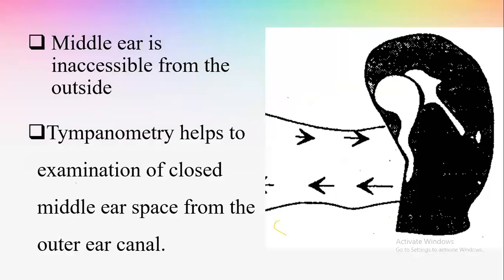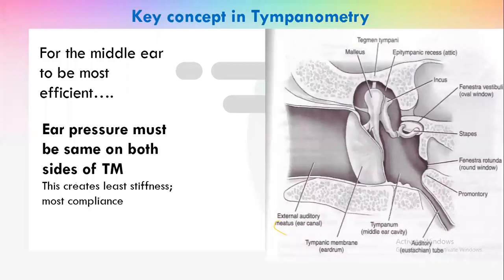The external ear we can easily view with the otoscope, but the middle ear we cannot view, either from the Eustachian tube or from the external auditory canal. So tympanometry helps us to examine this closed middle ear space from the outer ear canal. Before understanding tympanometry and the concept, we have to know about these things.